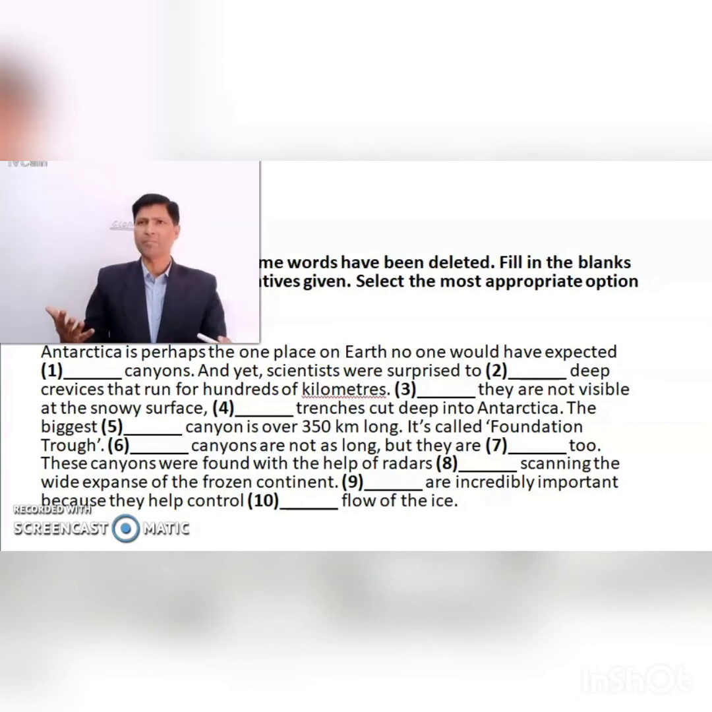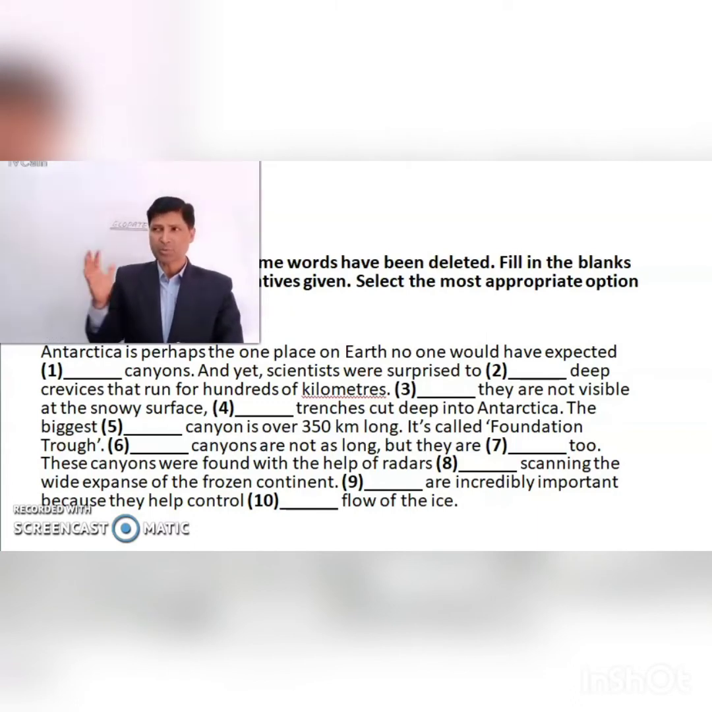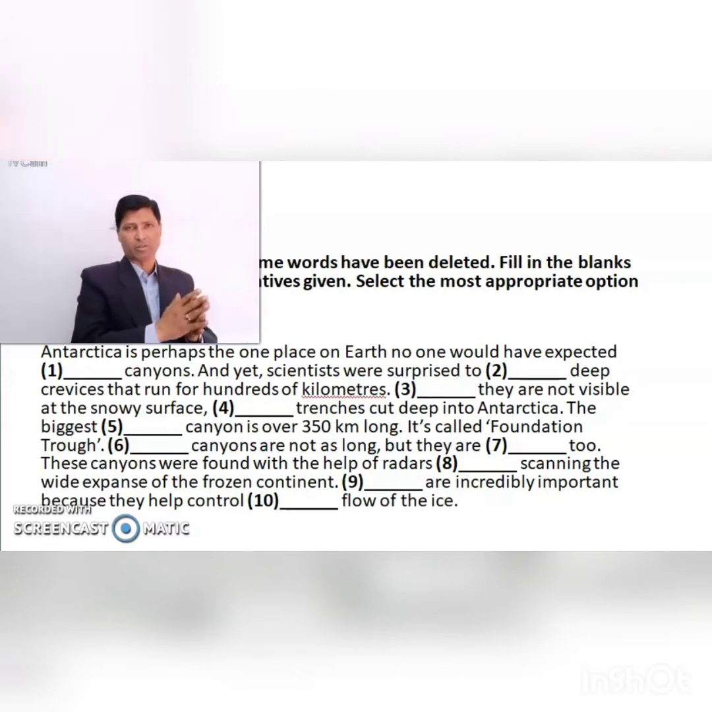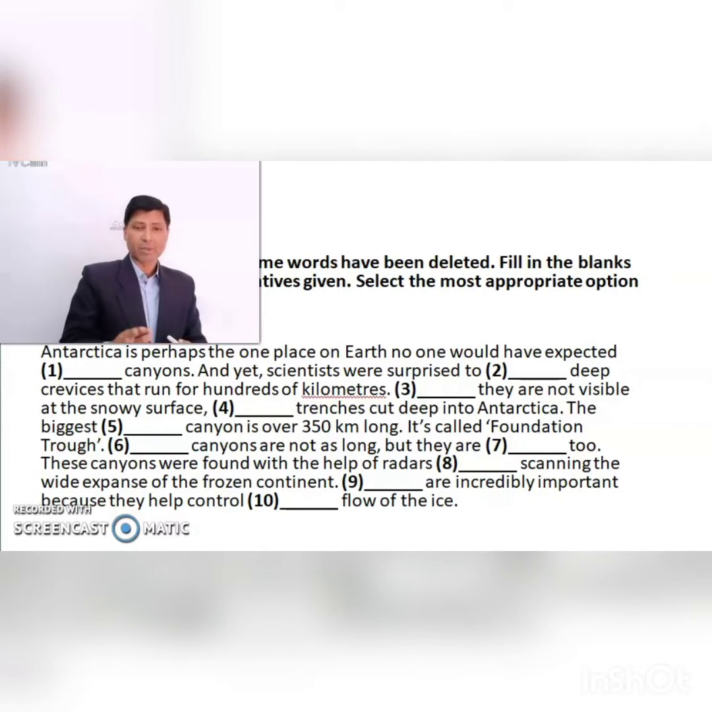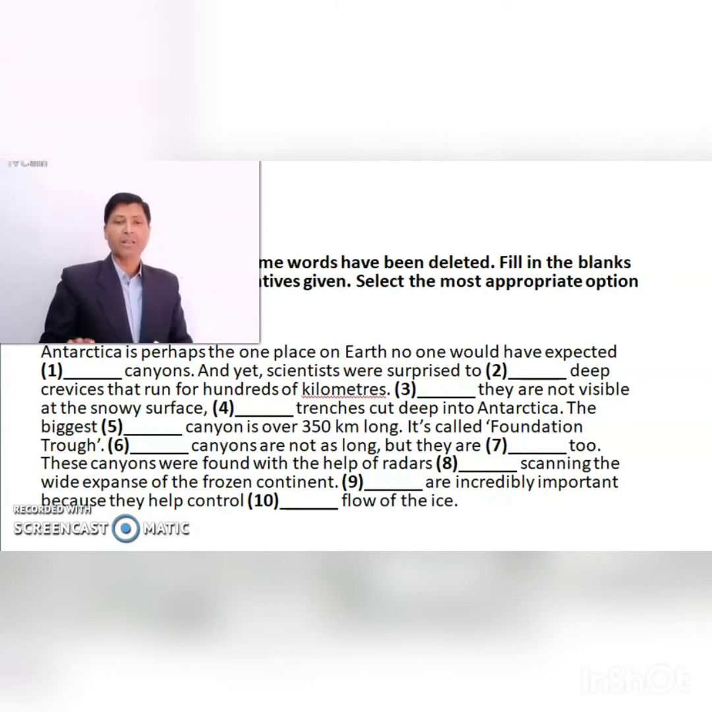You can also say remarkable. You can also say the word impressive, because something that is huge in size can also be called impressive in the context. So this is the line of thinking. These are the words that provide you the line of thinking where the question framer must have thought or would have thought. Now, so the biggest blank space canyon is over 350 kilometers long. It is called Foundation Trough. Canyons are not as long, but they are true.